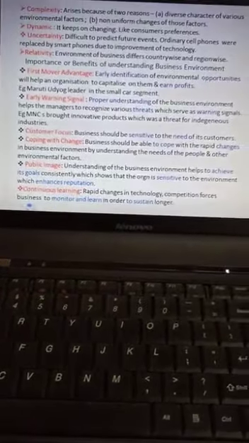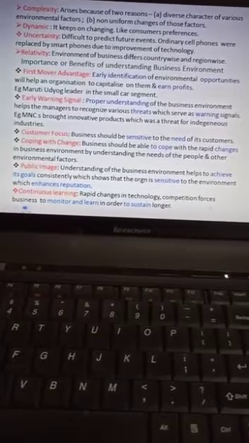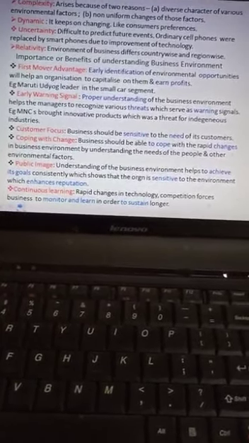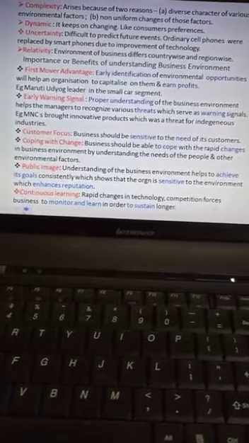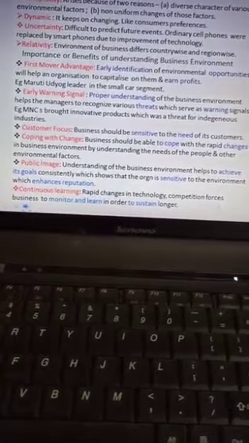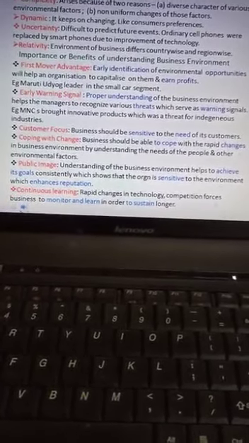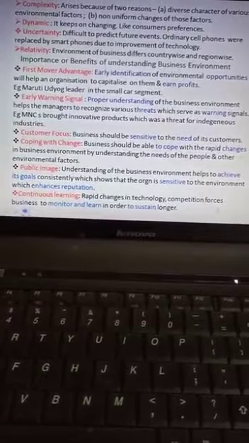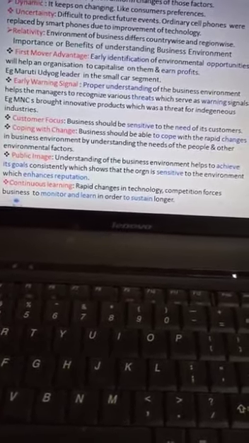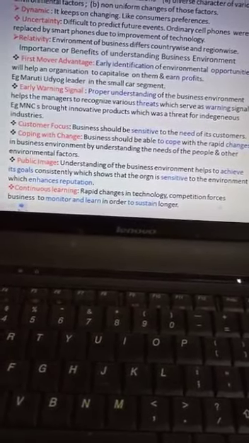Number 4, complexity. Complexity of the factors of business environment arises because of 2 reasons. Number 1, diverse character of these environmental factors, and number 2, non-uniform changes of those factors which cannot be predicted under any circumstance. Number 5, dynamic. These factors are dynamic because they keep on changing day in and day out, like consumer preferences.